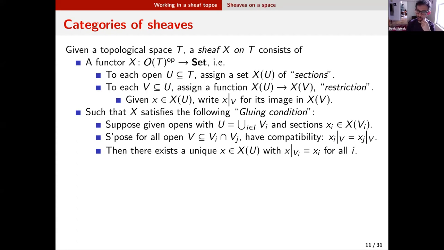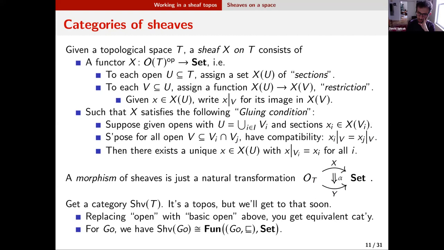And a sheaf satisfies a further gluing condition that says that if you have a story over one part of time and a different story over another part of time, and you notice that on the overlap the exact same thing was happening, then you can glue those story snippets into a longer story. A morphism of sheaves is just a natural transformation. What that means is that for every open set, you have two different sheaves, X and Y, and therefore two different sets, X of that open and Y of that open, and a map between them. All those maps for open sets commute with the restriction maps. You can restrict and then apply alpha, or apply alpha, then restrict.